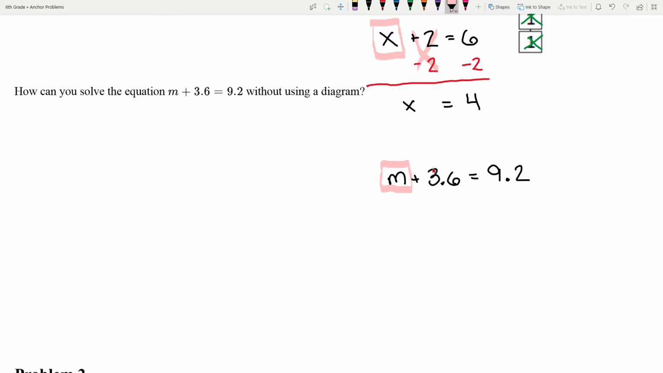What do I need to move away this plus 3 and 6/10? Well, the opposite of adding 3 and 6/10 is subtracting 3 and 6/10. And if I subtract 3 and 6/10 from the left side, in order for this equation to remain balanced, I need to subtract 3 and 6/10 from the right side. What we're left with then, just the m, as this plus 3 and 6/10 minus 3 and 6/10 is 0, so it cancels out. And that's going to equal 5 and 6/10.